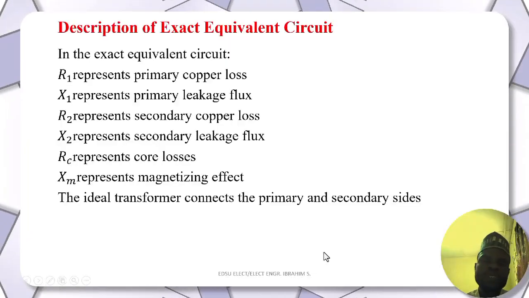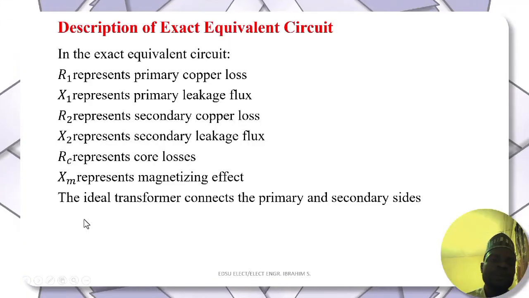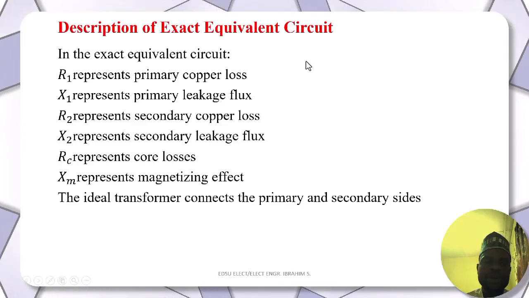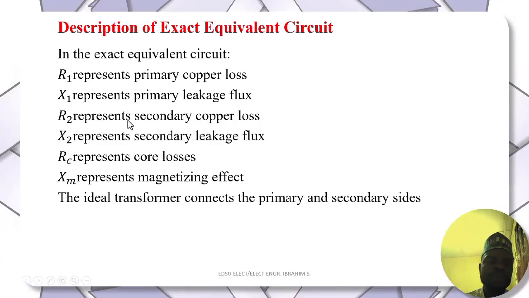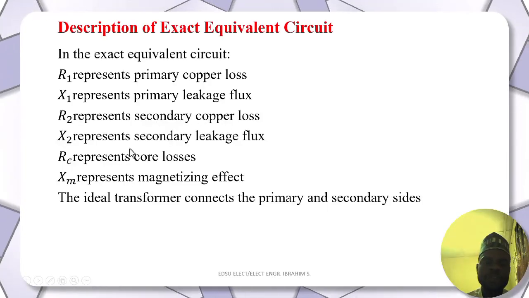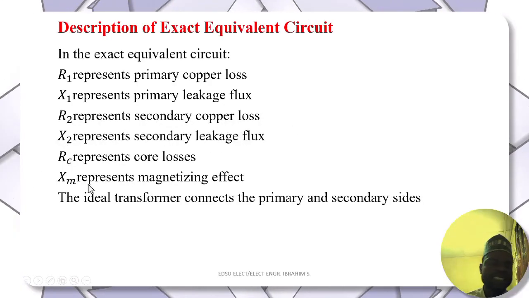Now, the description of the exact equivalent circuit. We already know this. R1 represents the primary copper loss, X1 represents the primary leakage flux, R2 represents the secondary copper loss, X2 represents the secondary leakage flux, down to our Xm.